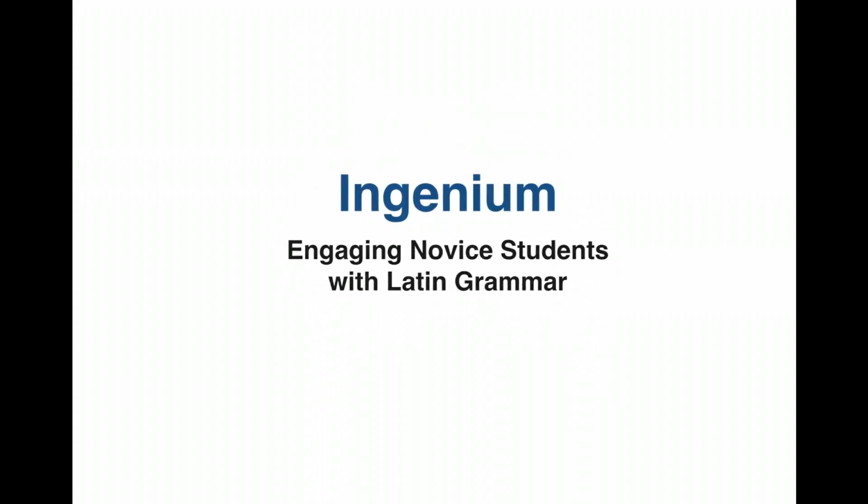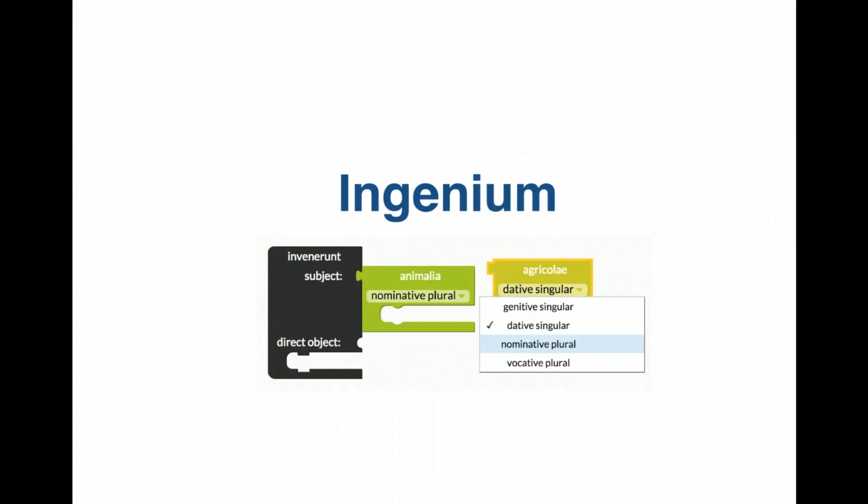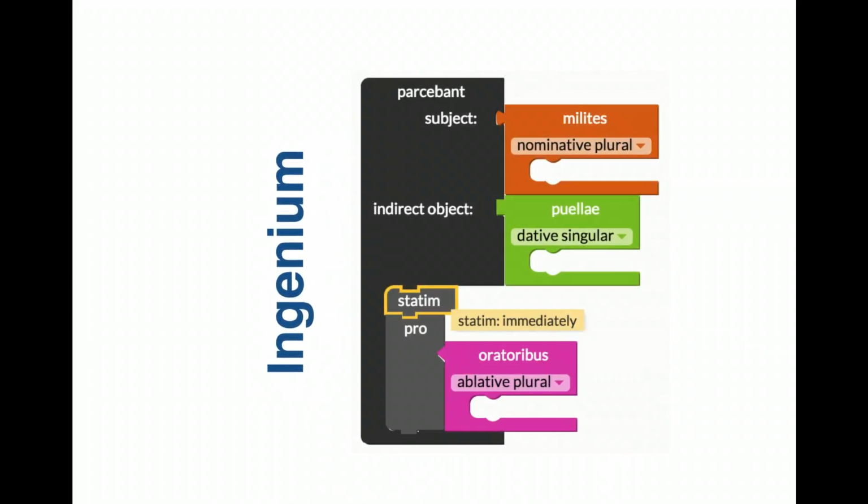In our paper, we introduce Ingenium, a visual language that engages novice students with Latin grammar. Translating Latin can be very difficult for native speakers of languages that rely on word order for meaning, such as English and most modern languages.